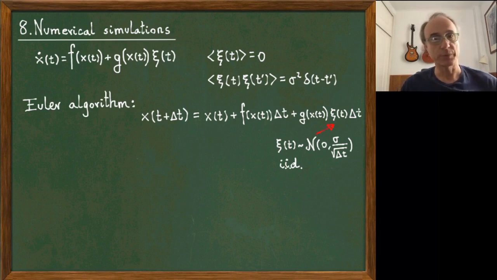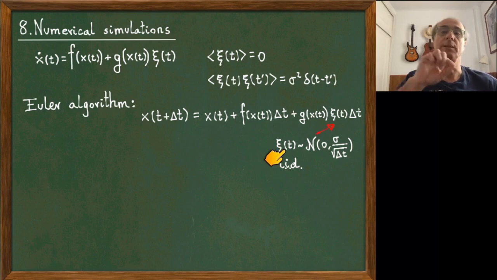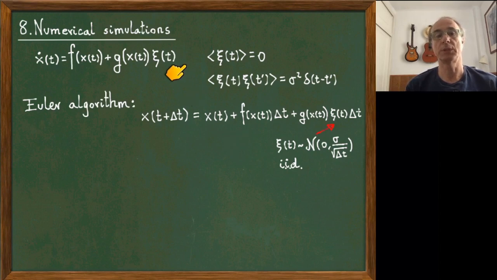And of course, in each step, for every t, we have to take an independent random variable. So this psi of t is a series of Gaussian random numbers, which are independent and identically distributed. So this is the Euler algorithm, and we can simulate this equation by using this algorithm.